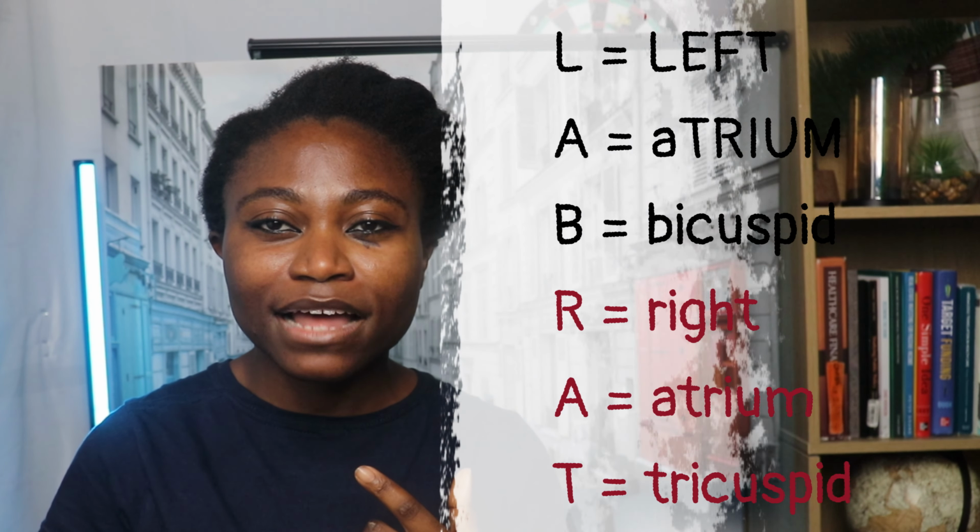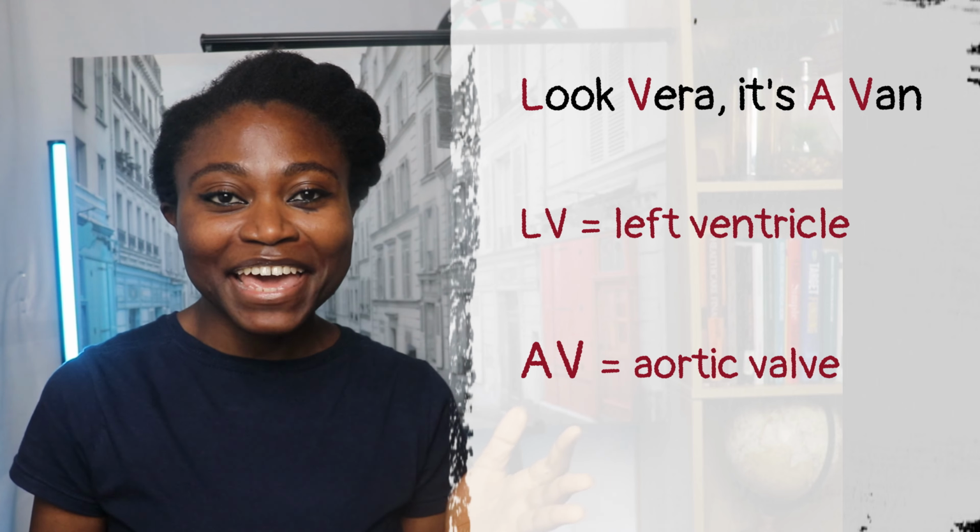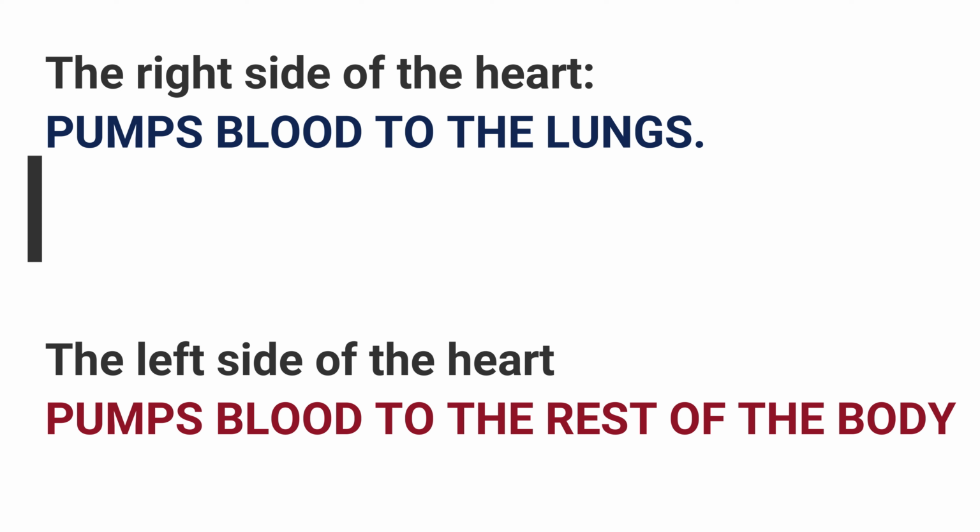So remember these few tips. Use the mnemonics LAB RAT, RV's pool vans, and look, Vera, it's a van, to remember the heart valves, their locations, and the blood flow sequence. Also remember that the right side of your heart pumps blood to the lungs, and the left side of your heart pumps blood to the rest of the body.